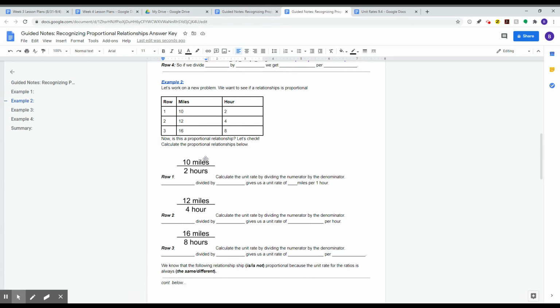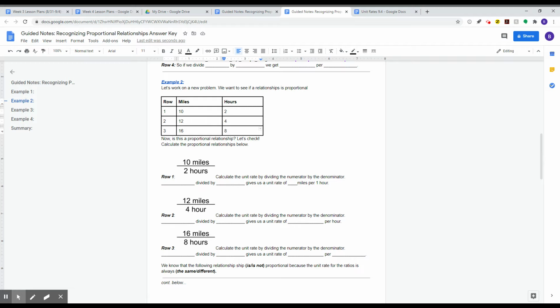Now we're going to hop to example 2. Let's work on a new problem. We want to see if a relationship is proportional again. Okay, so I've given us all 3 of these rows right here, and we're going to do the nice shortcut way. But let's see what we're dealing with first. Row 1, 2, and 3 are here, and we see it's miles and hours. I'm going to make this plural here. Miles and hours. So in 2 hours, we can go 10 miles. We can go 12 miles in 4 hours, and we can go 16 miles in 8 hours. Now, we need to find the unit rate.